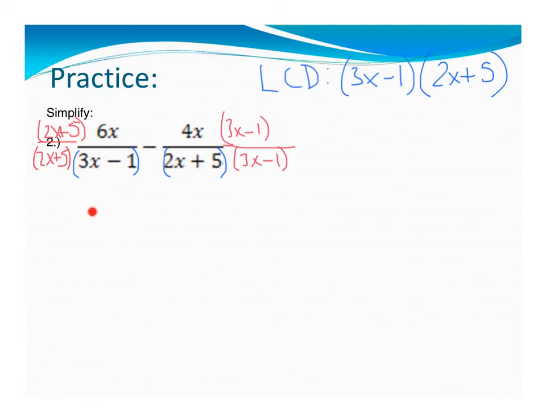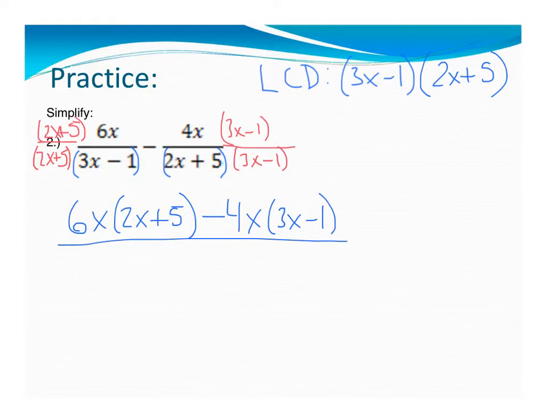So I have 6x times 2x plus 5. That's the first part. Minus 4x times 3x minus 1 all over 2x plus 5 times 3x minus 1. Okay, so I put it all over one denominator because I know I'm going to have the same denominator here and here.